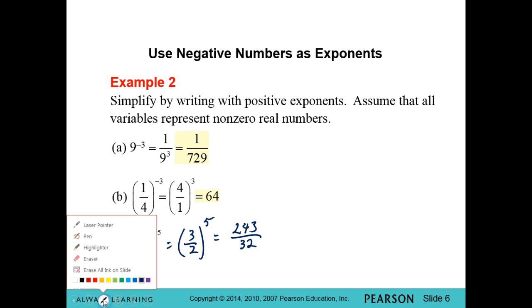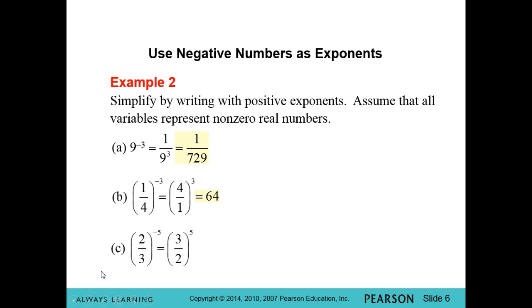So let's erase this and see how they did it. They did it exactly like y'all did. They inverted and lost the minus sign, and then they got 243 over 32. Very good of them. Any questions? And they left it that way. That's their final answer. So yeah, you have precedent now.